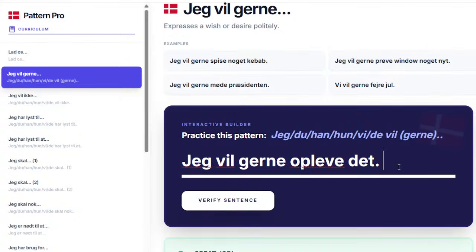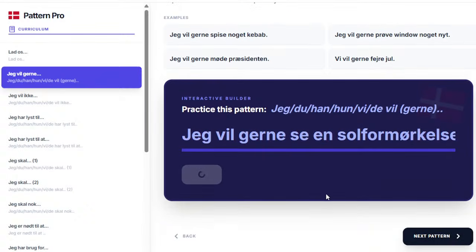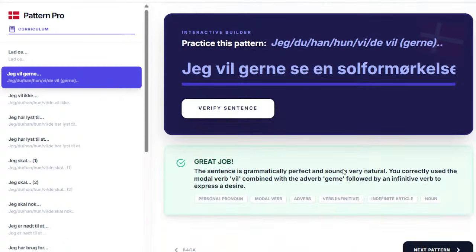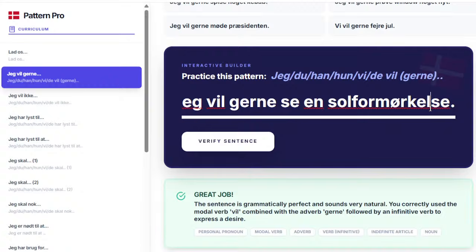So if you have something from a native speaker, all you have to do is copy the pattern and then put something in the same word class. Jeg vil gerne se en solformørkelse. Could be interesting. Now, what is that? Okay, yeah, grammatically correct. And oh yes, solformørkelse means solar eclipse. Yeah, sun darkening.